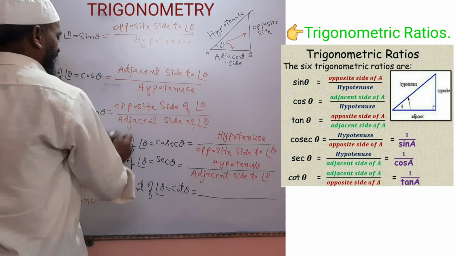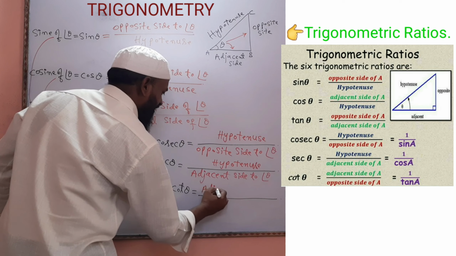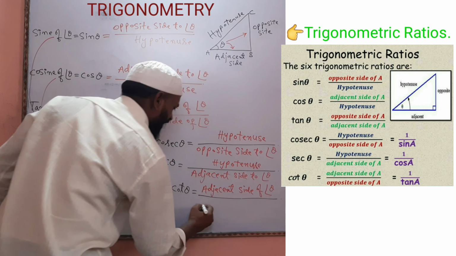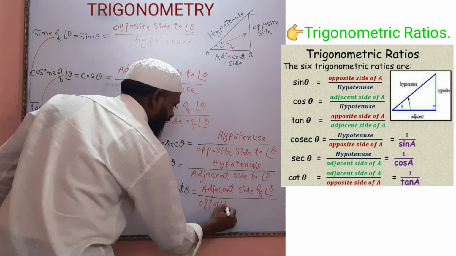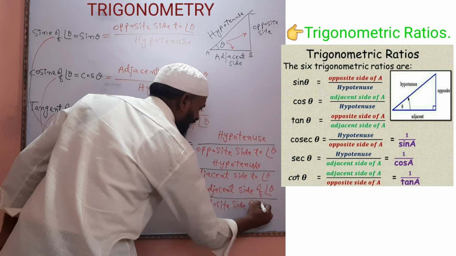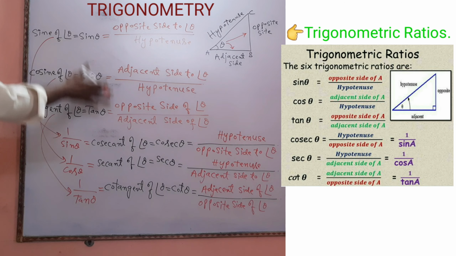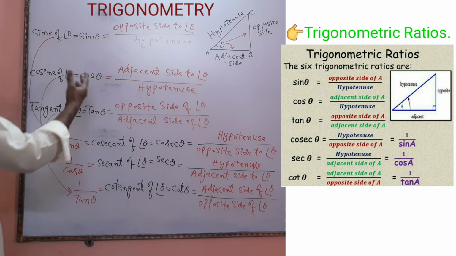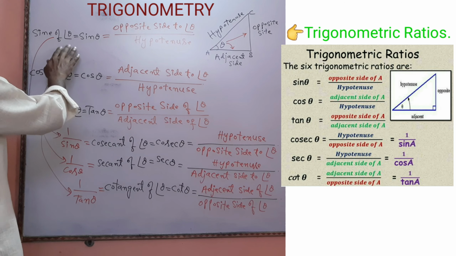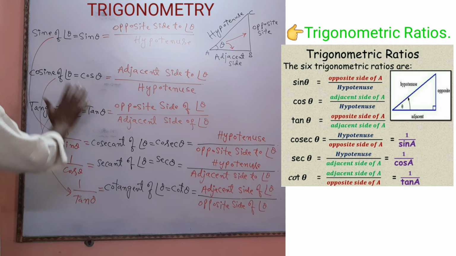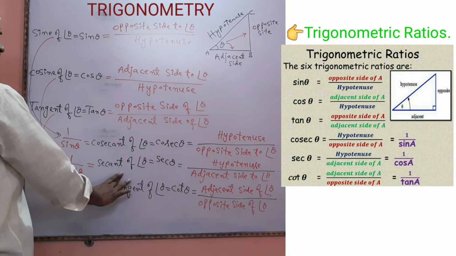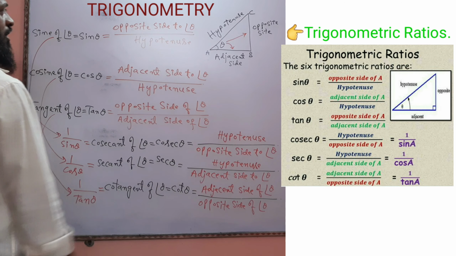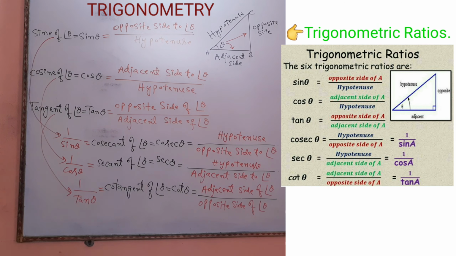Cotangent of angle theta means adjacent side of angle theta in the numerator by opposite side of angle theta. So these are the trigonometric ratios. Simply, if you know the first three trigonometric ratios, the other three we can write as the reciprocals of the first three. Sin theta's reciprocal is cosecant theta, cos theta's reciprocal is secant theta, tan theta's reciprocal is cot theta. So these are the trigonometric ratios.